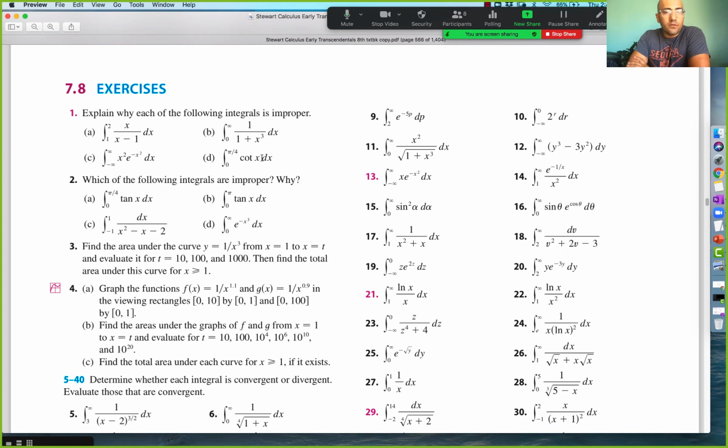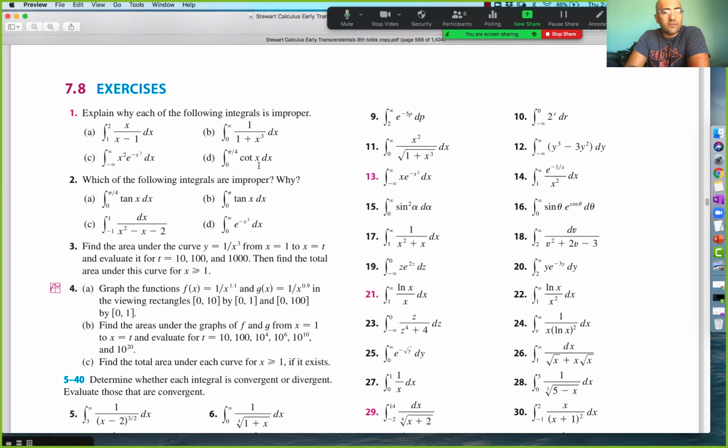Good. What about this one? Well, easy to spot. It's got an infinity there, so that's an improper integral. Easy to spot. It's got a negative infinity, positive infinity. That's an improper integral. These are trickier, right? Spotting these is a little harder.